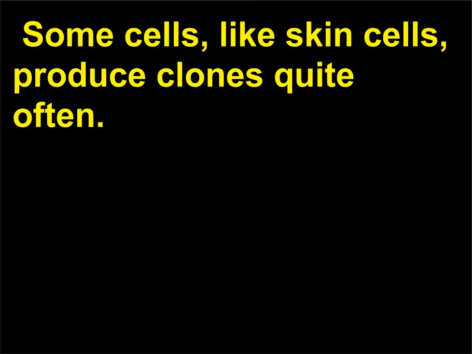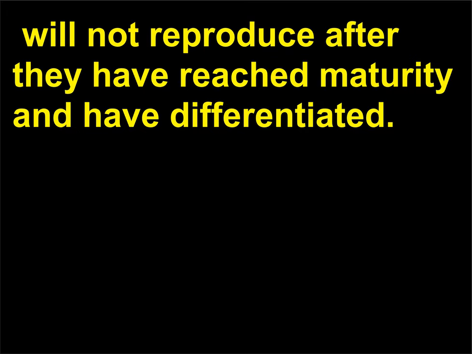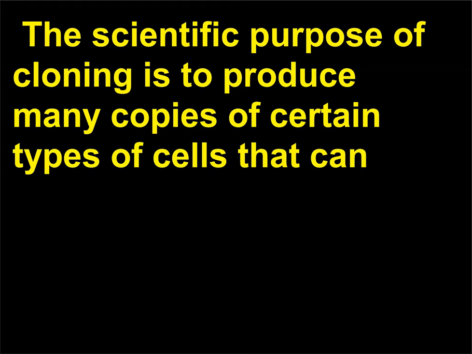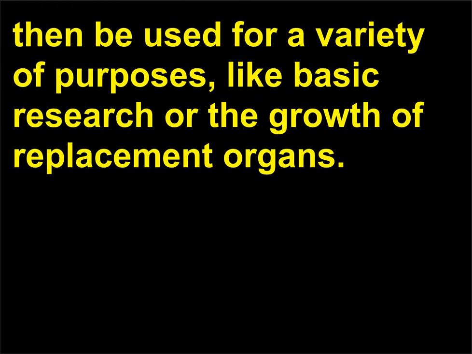Some cells, like skin cells, produce clones quite often. Others, like those of the nervous system, will not reproduce after they have reached maturity and have differentiated. The scientific purpose of cloning is to produce many copies of certain types of cells that can then be used for a variety of purposes, like basic research or the growth of replacement organs.